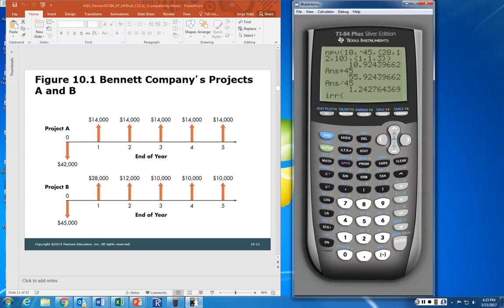IRR, and 45, comma, list the cash flows, 28, 12, comma, 10, close, and a new bracket for the frequencies, 1, 3, and the IRR is 21.65%.